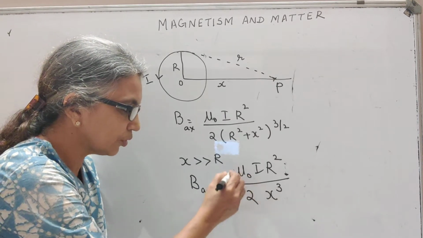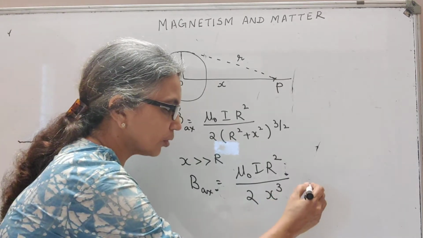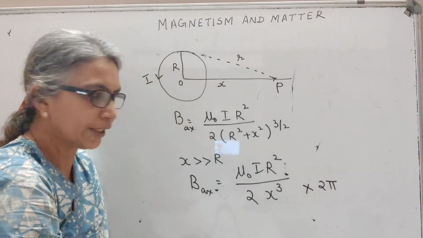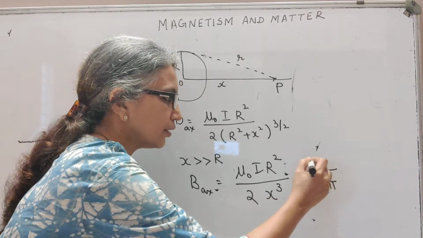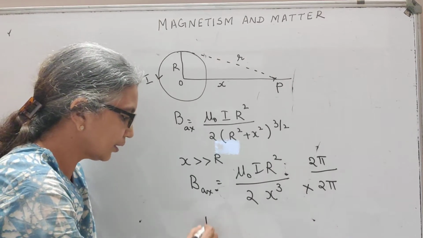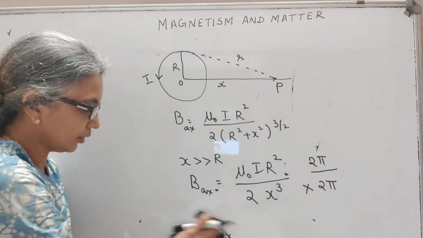So I need to get that mu 0 by 4 pi here. I only have 2 here. So I need to have an extra 2 pi in the denominator, because then I'll get the 4 pi. So I multiply and divide by 2 pi so that I don't change the value.